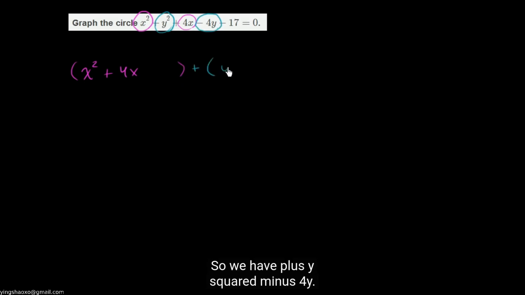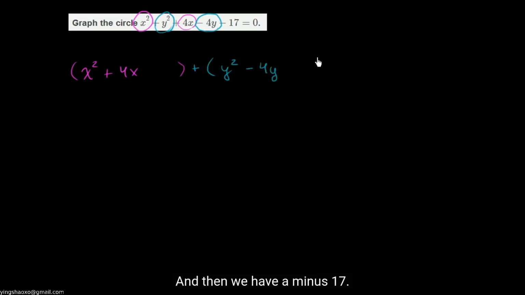And then I have my y terms. I'll circle those in blue: y squared and negative 4y. So we have plus y squared minus 4y. And then we have a minus 17. And I'll just do that in a neutral color. So minus 17 is equal to 0.